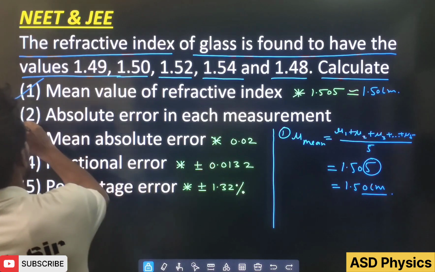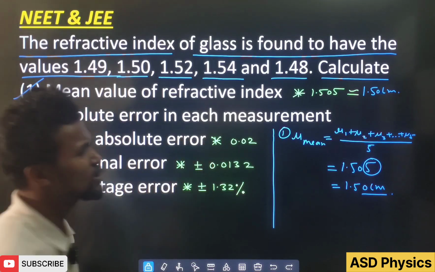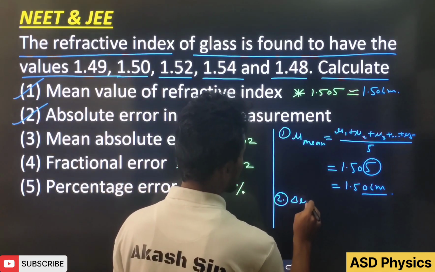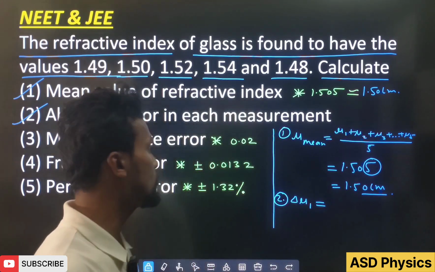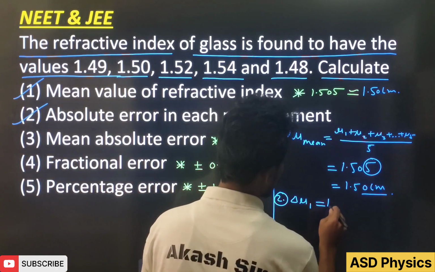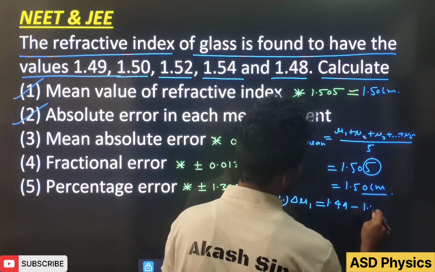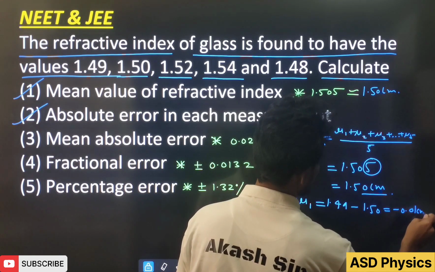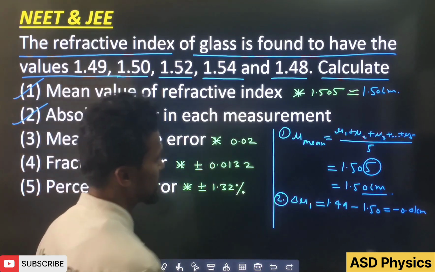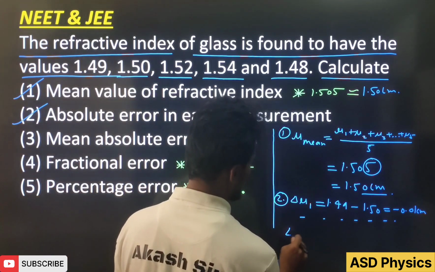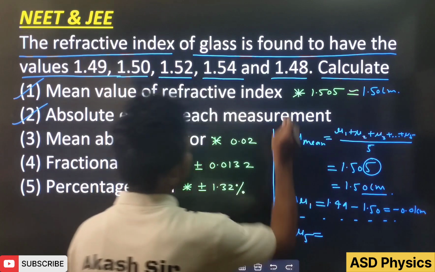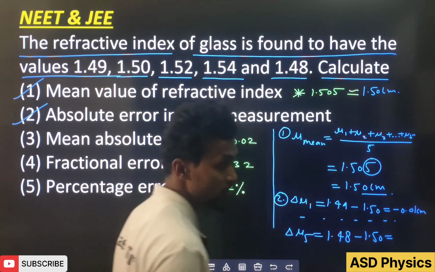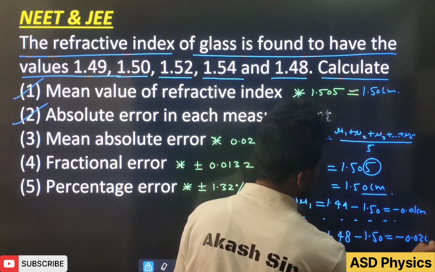Similarly, the second one: absolute error in each measurement. If I write delta mu1, I will do one for you. Measured value minus true value. Measured value 1.49 minus true value 1.50. So what is coming here? Minus 0.01 centimeter. Similarly, other values you can calculate. I will just calculate delta mu5. 1.48 minus 1.50. So what will come here, students? Minus 0.02 centimeter.